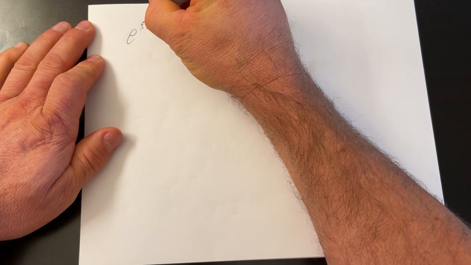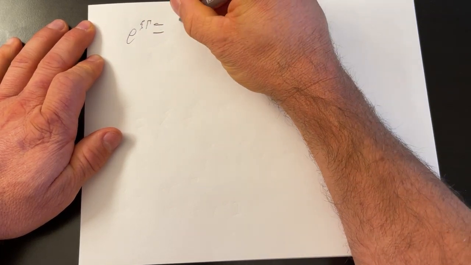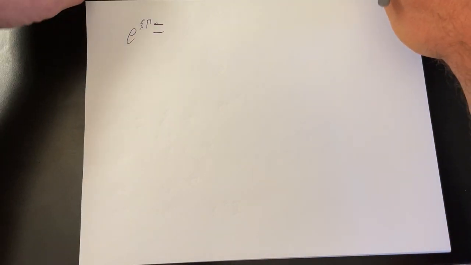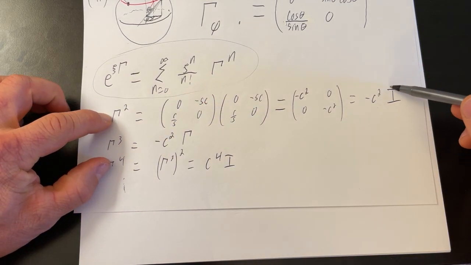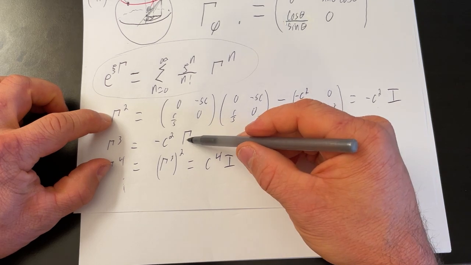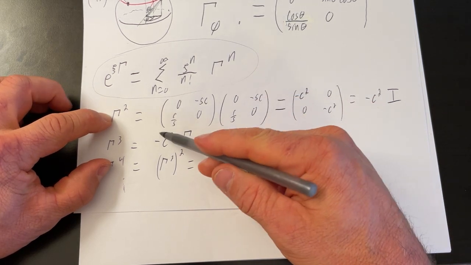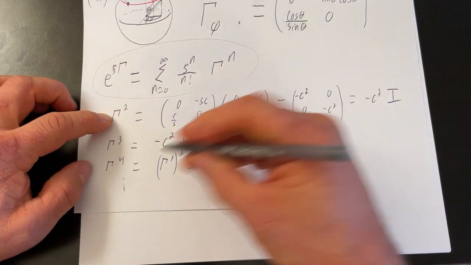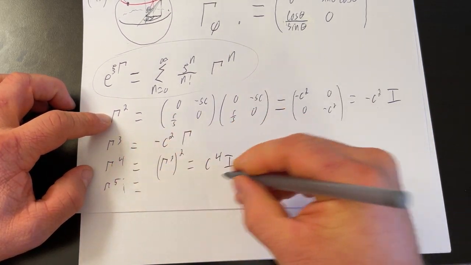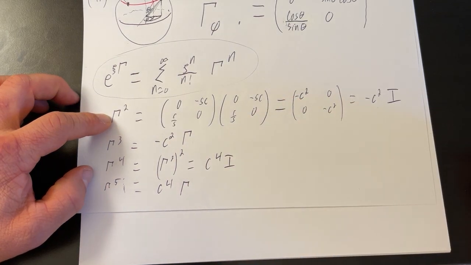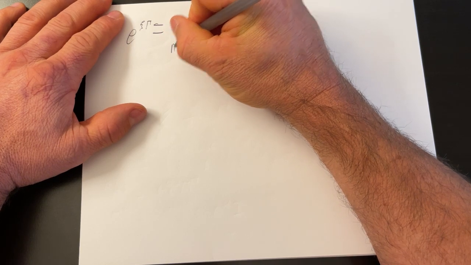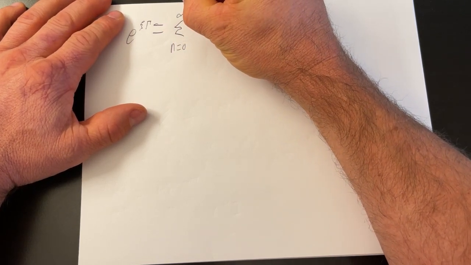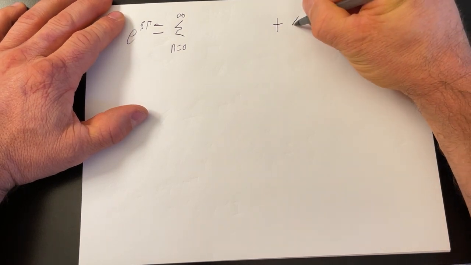E to the xi gamma. Okay. As you can see, the terms that have even powers are going to be just multiples of the identity matrix. And the terms that have odd powers are going to be something times gamma, right? So gamma to the fifth then is C to the fourth gamma. So what I'll do is I'll split apart into the even and odd terms. So this one will be the even terms. And over here, I'll put the odd terms.